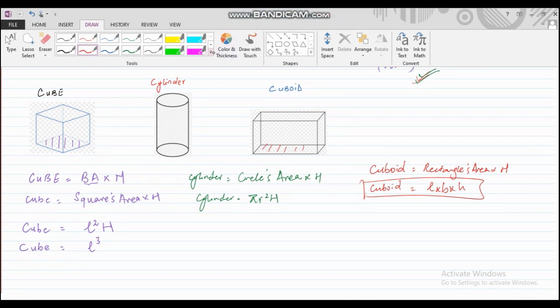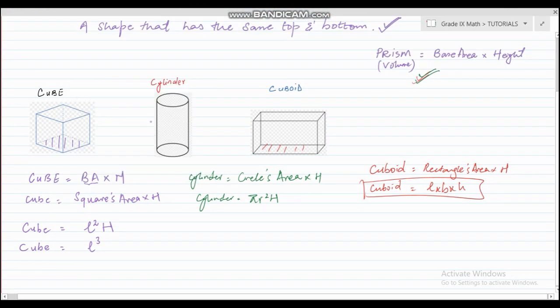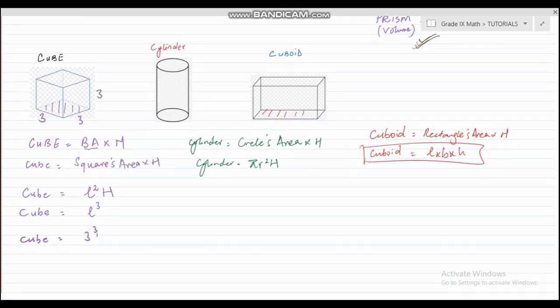So let's say I have a cube that is 3 units each side. So basically what can I do? Instead of a cube I could write 3 cubed. So for a cube that is 3 units for each dimension, its volume would be equivalent to 27 unit cubed.